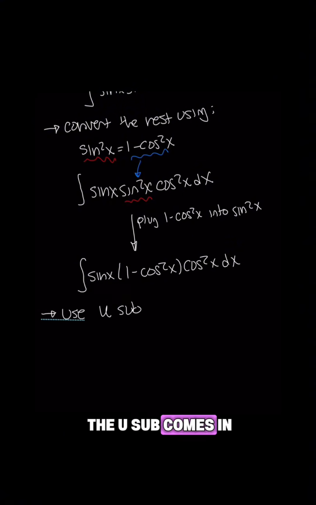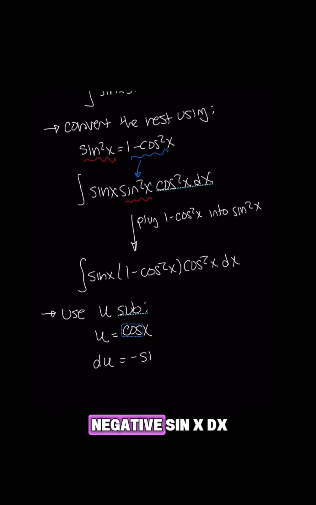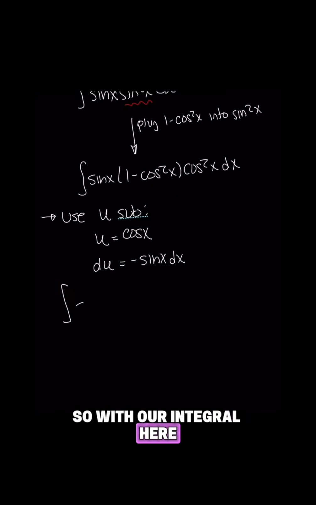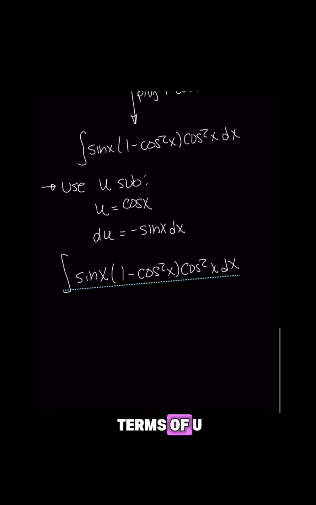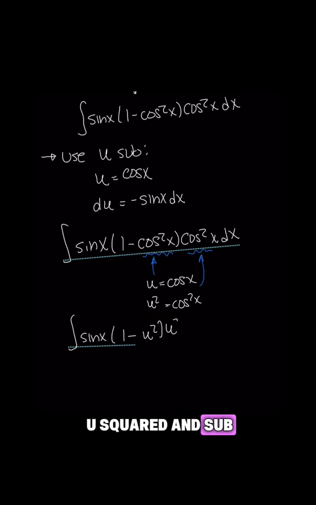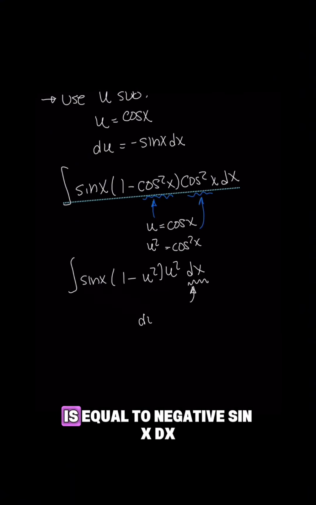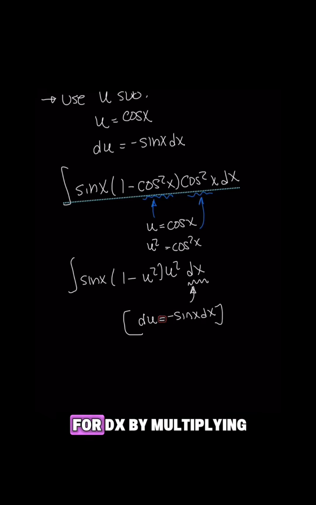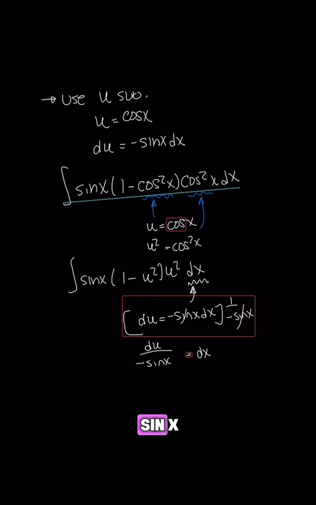Now this is where the u-sub comes in, so we let u equal cos x, and then du is going to be equal to negative sine x dx. With our integral here, we have to write this whole integral in terms of u. So we define u as cos x. Cos squared x is going to be equal to u squared, and we sub that in. We know that du is equal to negative sine x dx, so we can isolate for dx by dividing both sides by negative sine x, and we get this here.